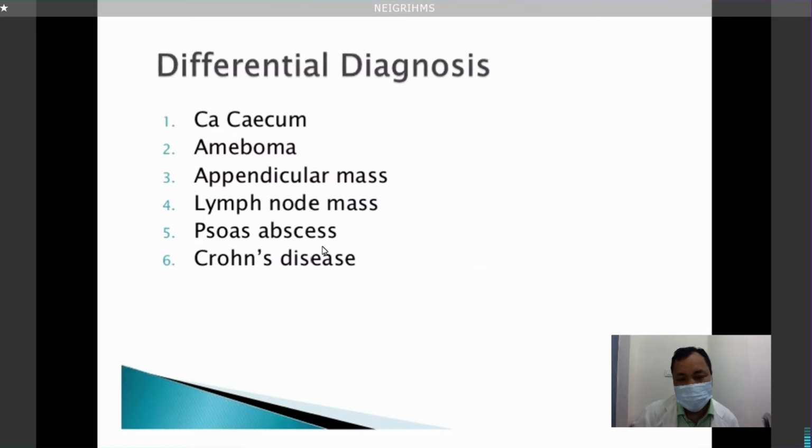So whatever you can think of in a right iliac fossa, like carcinoma cecum, hemangioma, or appendicular mass, sometimes lymph node mass, Schwarz abscess, or complications of Crohn's disease, or even sometimes if a person has undergone kidney transplant, then the kidney might be felt in the right iliac fossa, or also Schwarz abscess, which is not very uncommon.